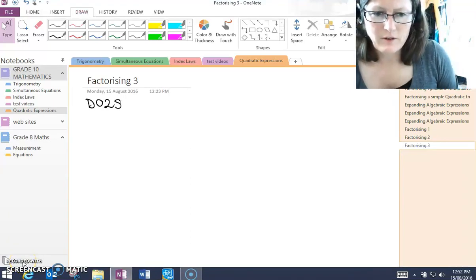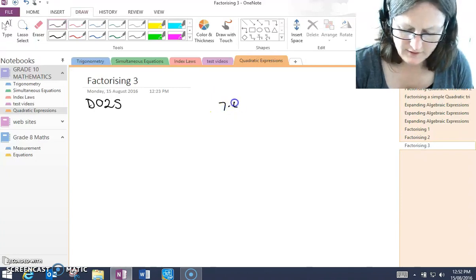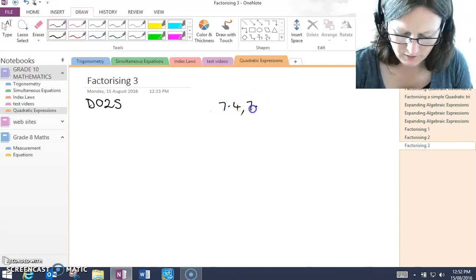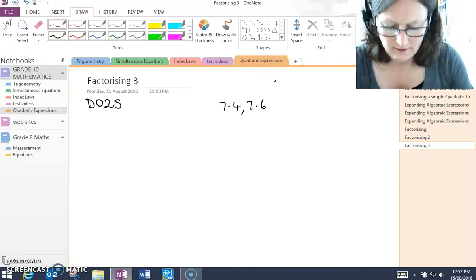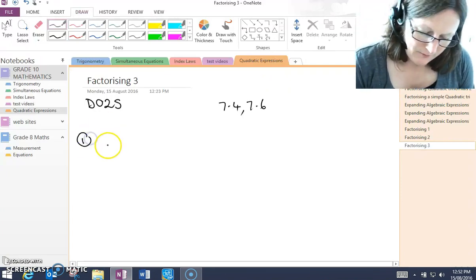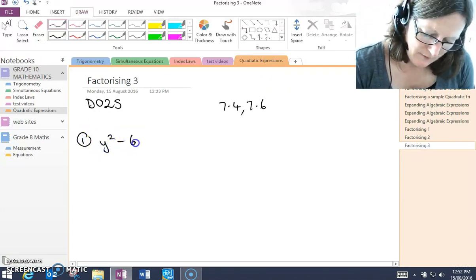Okay, another type of factorising, guys, is difference of two squares. With the difference of two squares, it's exercise 7.4 in your textbook, as well as exercise 7.6. So the first example I'd like to do is something like y squared minus 64.